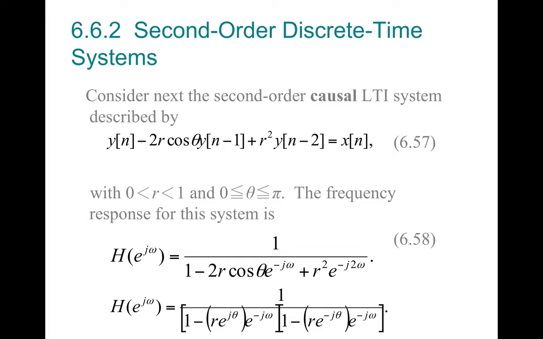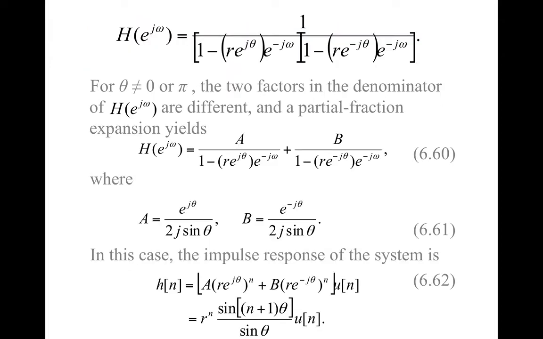Then we could follow chapter 5 to easily get the frequency response of this second order system as shown in equation 6.58. And we could decompose this equation into a multiplication of two first order systems. Okay, so next we want to first take a look at the temporal domain property. So we need to convert the frequency response into the impulse response and then into the step response.